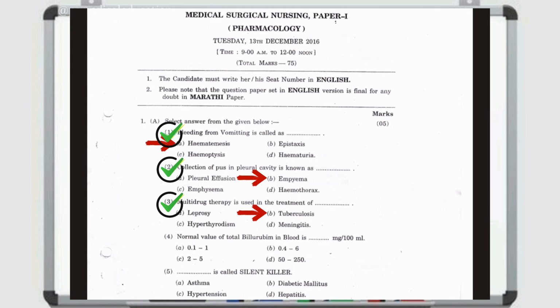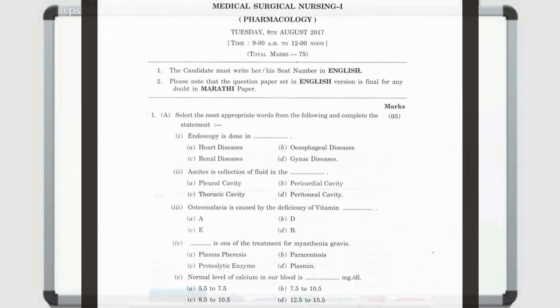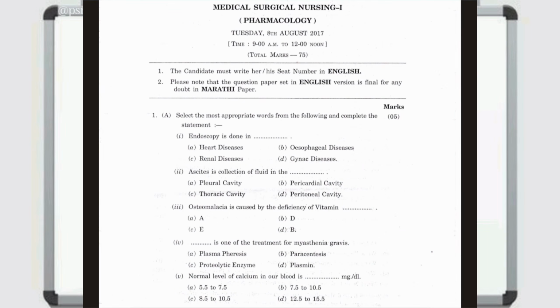Next, normal value of total bilirubin in blood is 0.4 to 6 mg per 100 ml. Answer is B. Next, hypertension is called silent killer. Answer is C. Next, endoscopy is done in esophageal disease. Next, ascites is collection of fluid in the peritoneal cavity. Answer is D. Next, osteomalacia is caused by the deficiency of vitamin D.